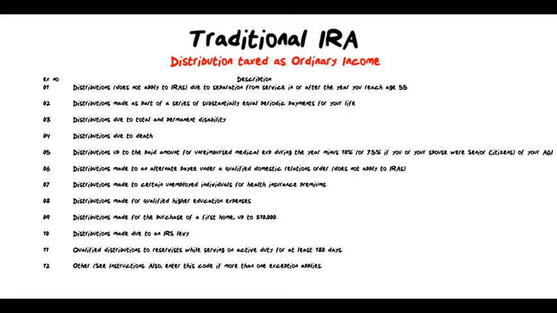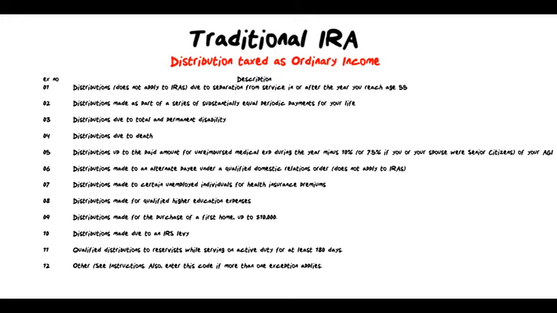Like I explained earlier, there are some exemptions from the additional 10% tax. There are 12 exemptions. Exemption number 1, distribution due to separation from service in or after the year you reach age 55. Exemption number 2, distribution made as part of a series of substantially equal periodic payments for your life. The third exemption is distributions due to total and permanent disability. Exemption number 4, distributions due to death.